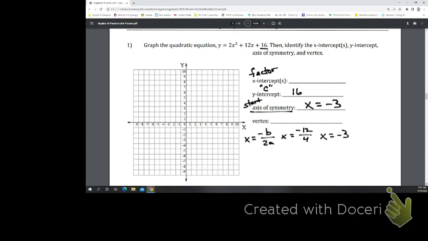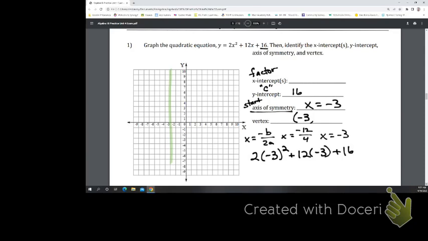So then on my graph, this is the line that things are going to be reflected across. How do I find my vertex after I have my axis of symmetry? Find y, right? We find the y that goes with that negative 3. Good. So we're going to be doing 2 times negative 3 squared plus 12 times negative 3 plus 16.